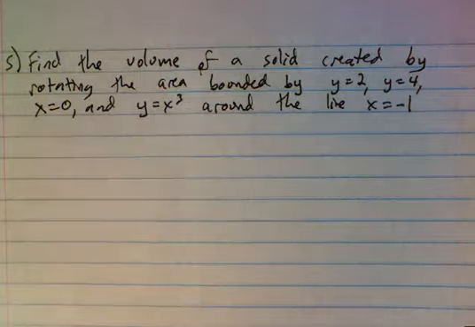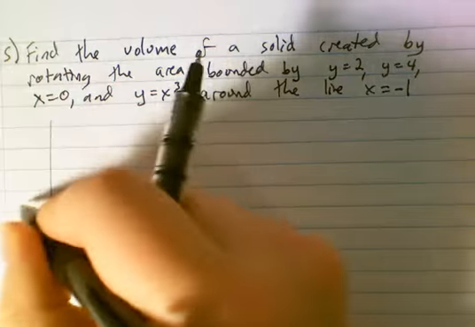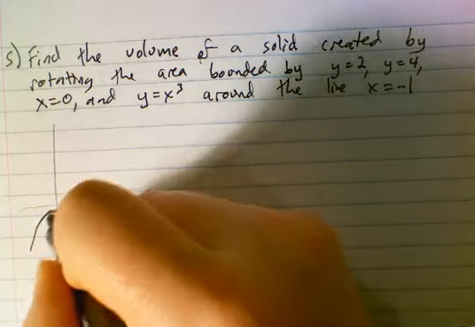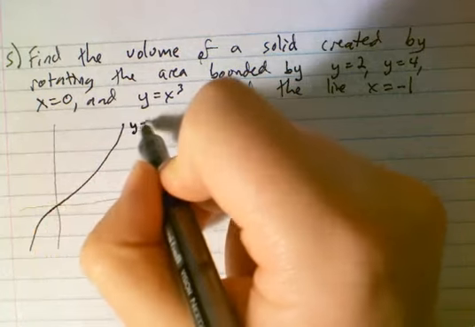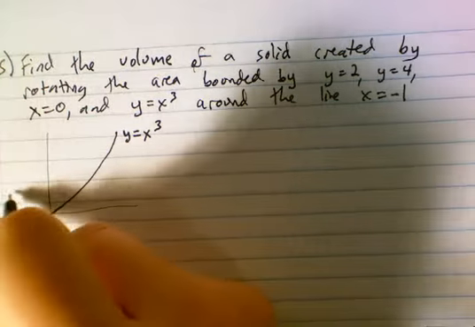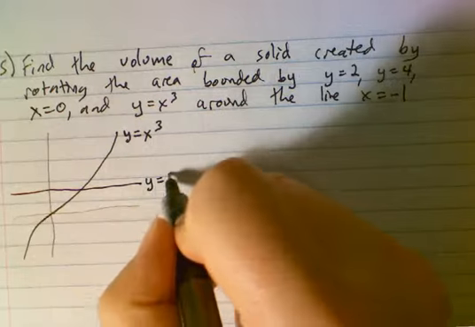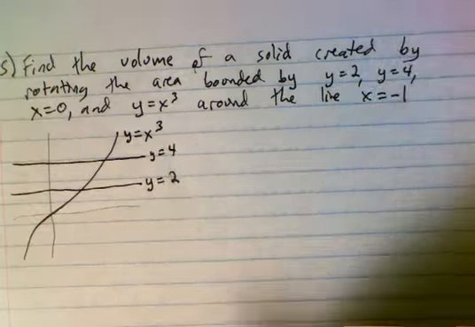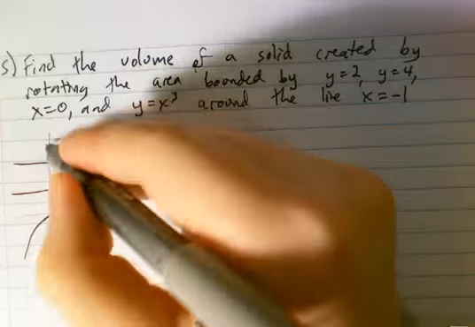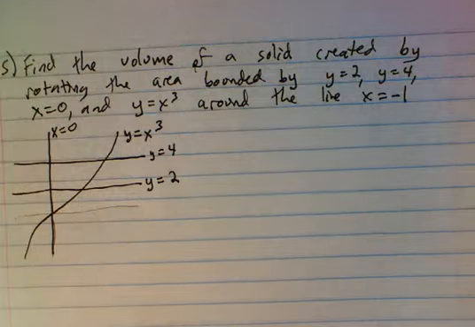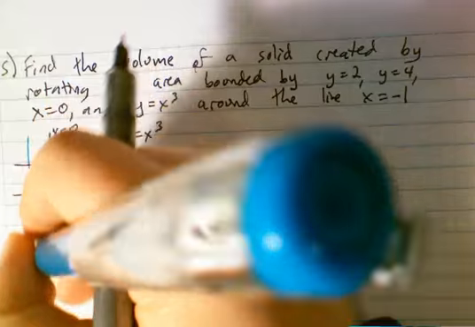Okay, I'm going to draw my axes in pencil because there's going to be a whole ton of different lines running around here. So there are my axes. I've got y equals x cubed, so that goes like that. I've got a line y equals 2, a line y equals 4, a line x equals 0, and I've got an axis x equals -1.